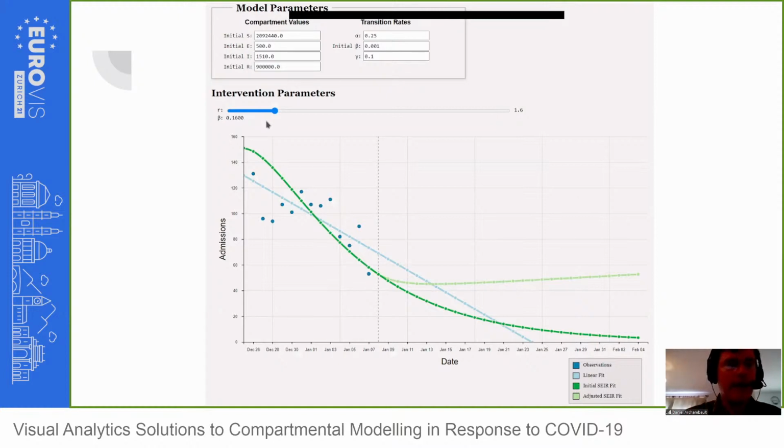Now, we've all been hearing things in the media about R. R is essentially how many expected infections there are from a person over their infectious period. You can adjust R, so you can estimate if R is higher or lower than what the model is predicting. You can have a light green line that will indicate how the model would look under that new contact.